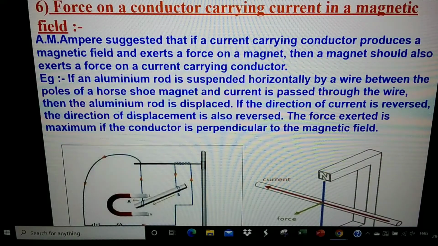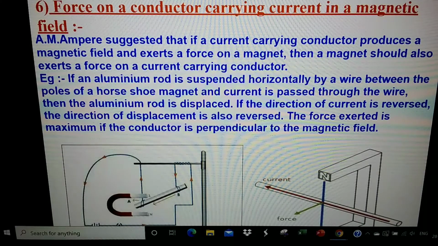Force on a conductor carrying current in a magnetic field. A. M. Ampere suggested that if a current carrying conductor produces a magnetic field and exerts a force on a magnet, then a magnet should also exert a force on a current carrying conductor. For example, if an aluminium rod is suspended horizontally by a wire between the poles of a horseshoe magnet and current is passed through the wire, then the aluminium rod is displaced. If the direction of the current is reversed, the direction of the displacement is also reversed.